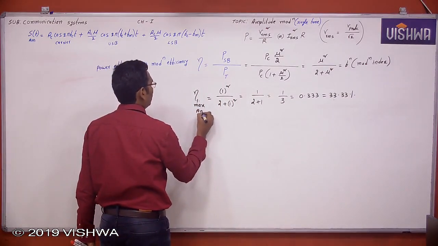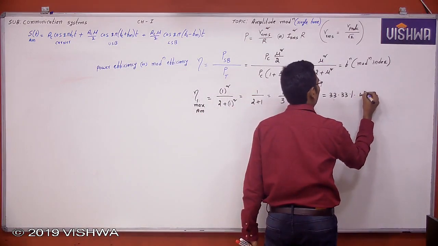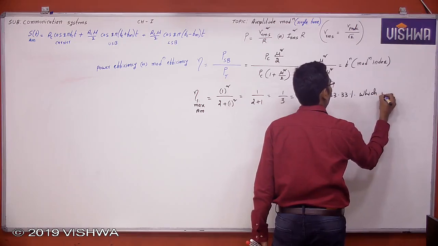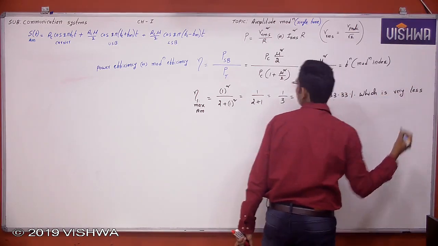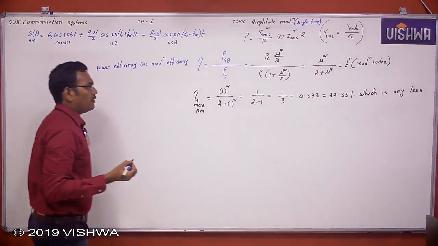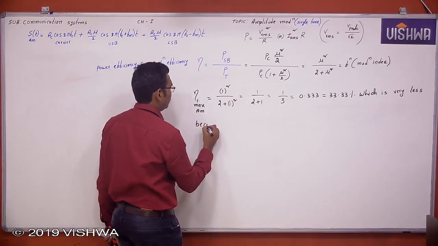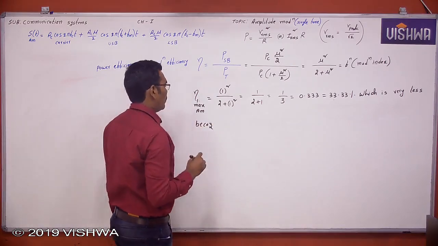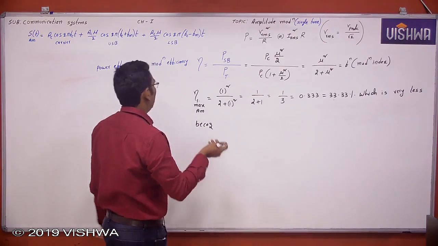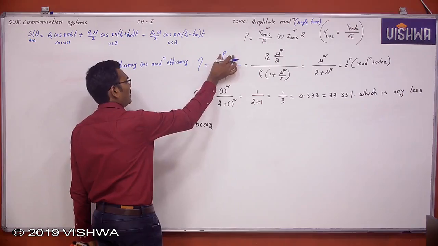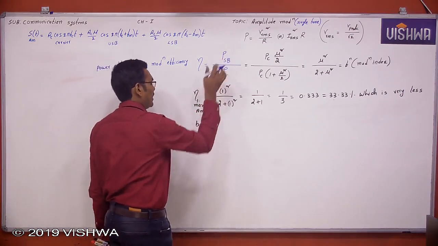The maximum efficiency of an AM wave is 33.33%, which is very less. Now you see the reason behind that: the major information is available in the sidebands. There is no information in the carrier. The information is available only in the sidebands.